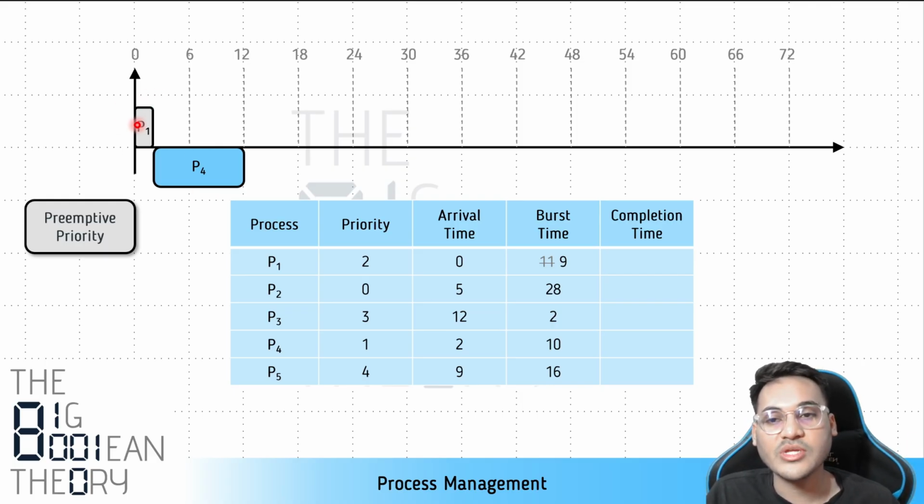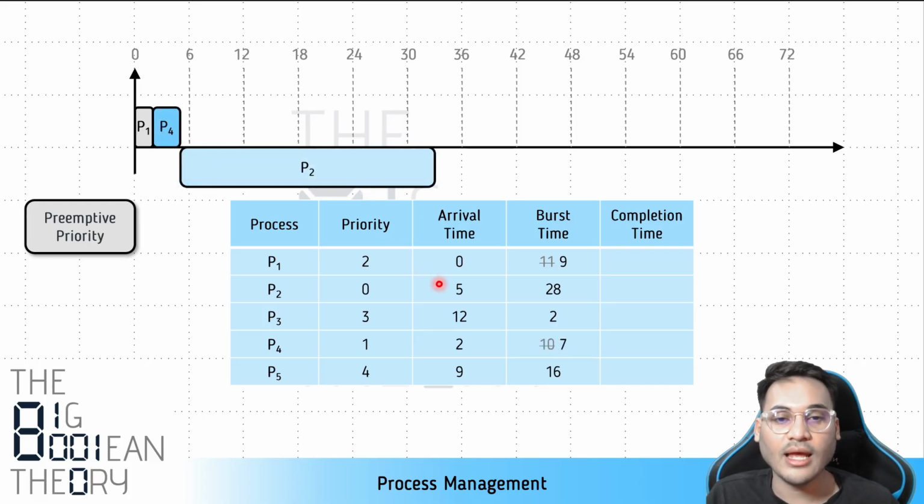So process P1 was preempted and process P4 gets to execute up till at least t equals 5. From t equals 2 till t equals 5, it will get to execute for 3 milliseconds, right? So this is process P4, right? You can see the burst time has now reduced from 10 to 7, right? This is now the remaining burst time.